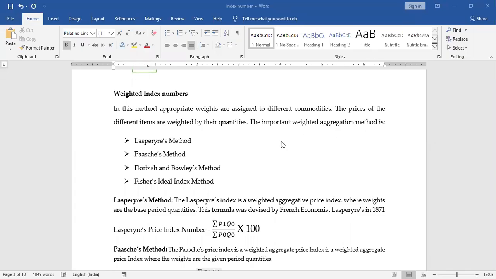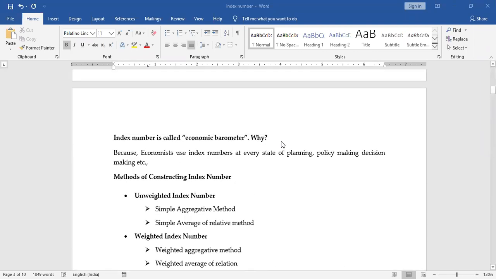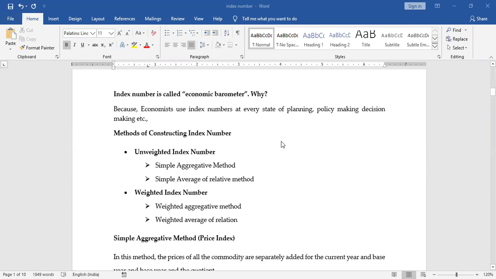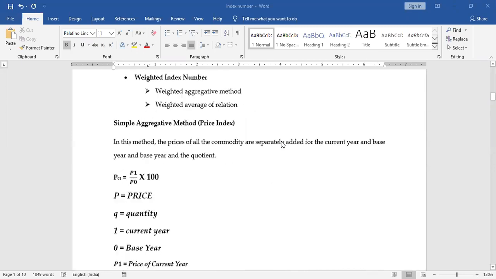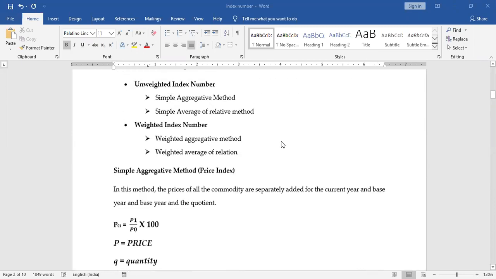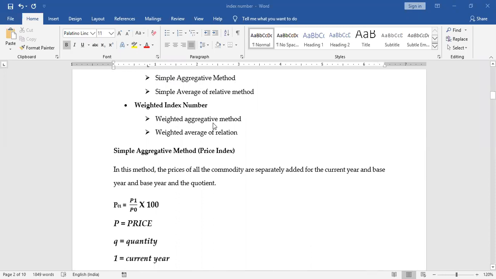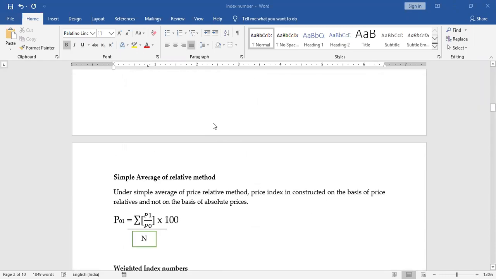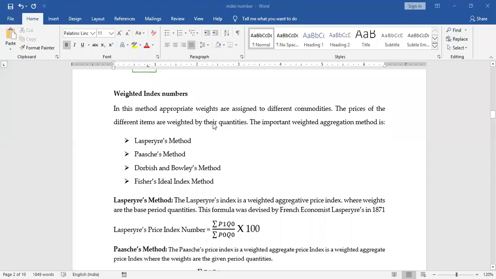In the previous session, we discussed the methods of constructing the price index number, and why index numbers are called economic barometers. We also studied unweighted index numbers. Under that, we have two methods: the simple aggregative method and the simple average of relative method. Now, in this session, we'll be discussing weighted index numbers.